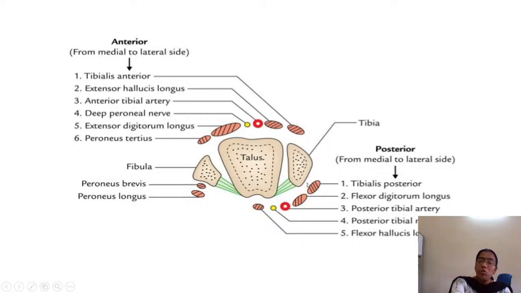Same way when you see it posteriorly, which is the flexor compartment, from medial to lateral: tibialis posterior, flexor digitorum longus, tibial vessels and nerves, flexor hallucis longus. So this is the anterior and posterior relation. Laterally, it is peroneus longus and peroneus brevis. So this cross section of the tibia, fibula and talus gives the idea of the relations of the ankle joint anteriorly, posteriorly and laterally.